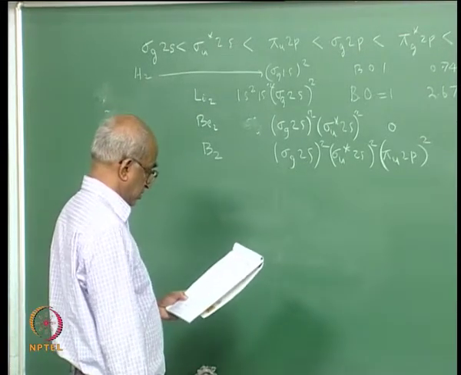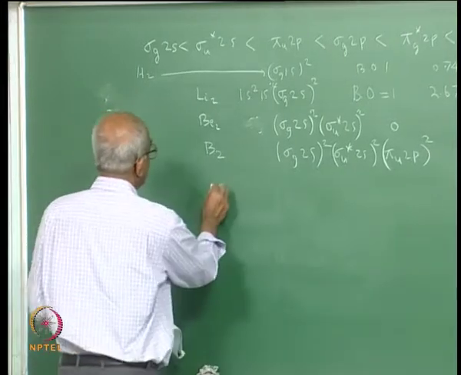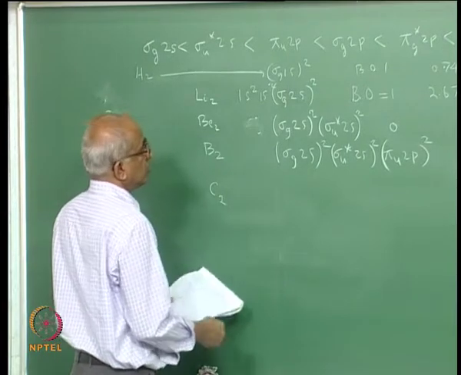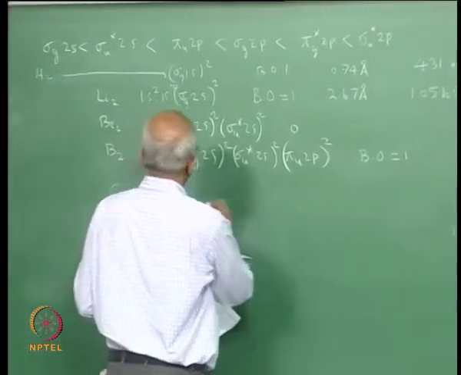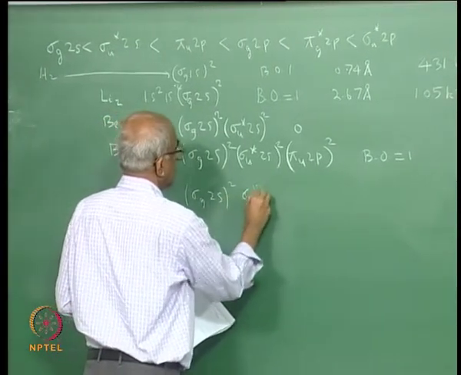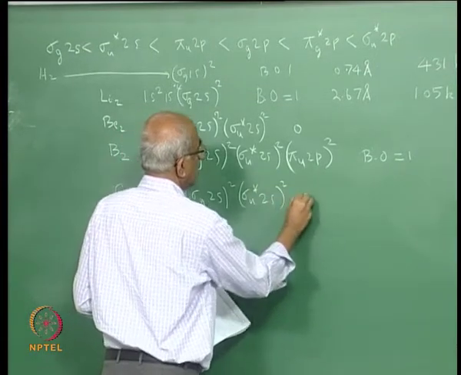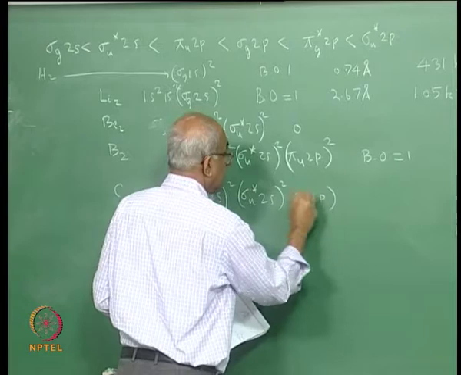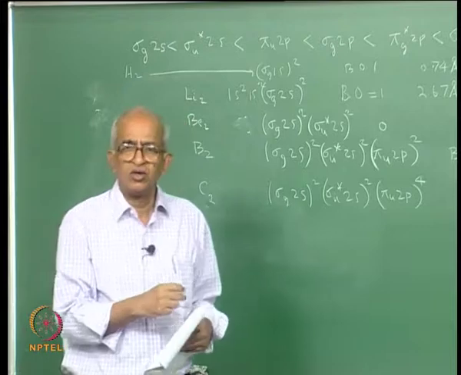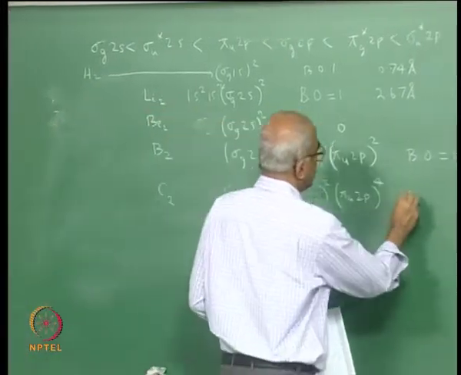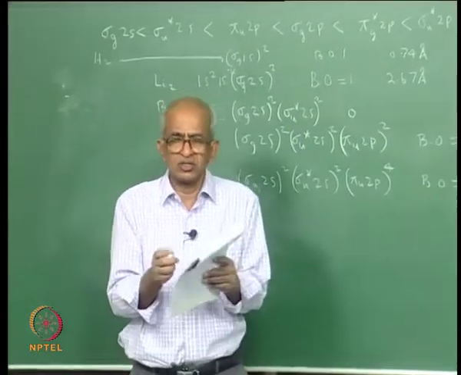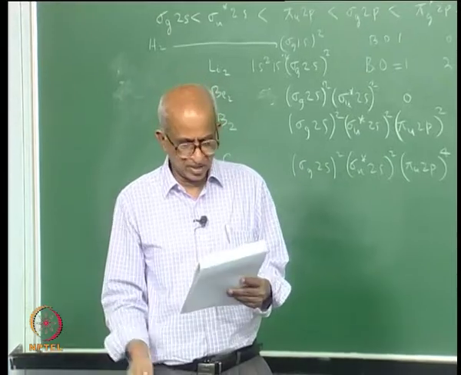Okay. Then you think of C2. You will just add 2 more electrons. So, you would have sigma g 2s with 2 electrons, sigma u star 2s with 2 electrons, pi u 2p with 4 electrons. So, there are no unpaired electrons now in the case of C2. Calculate the bond order, you will find that it is equal to 2. This means that in C2, there is a double bond between the 2 carbon atoms.